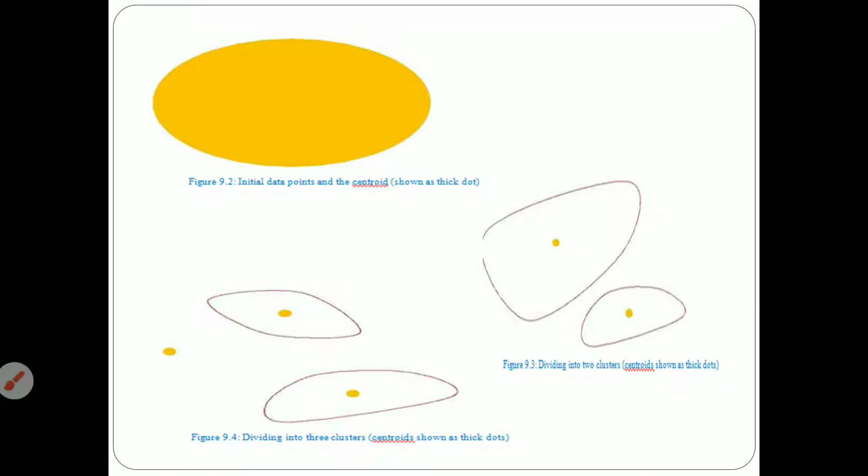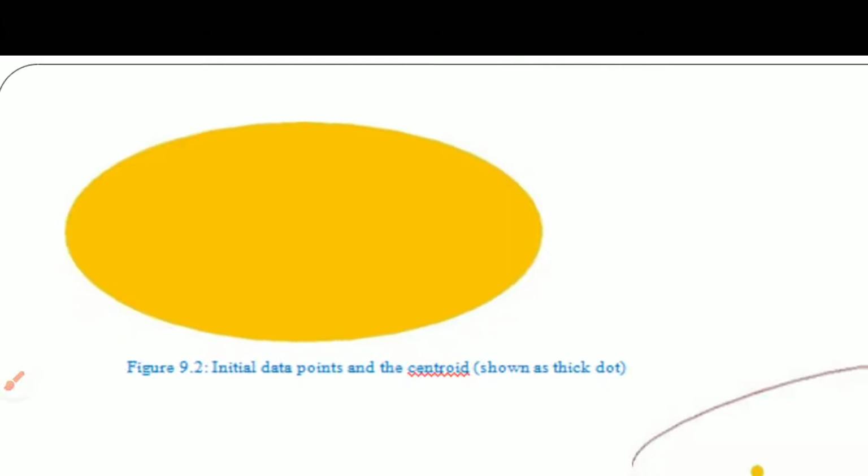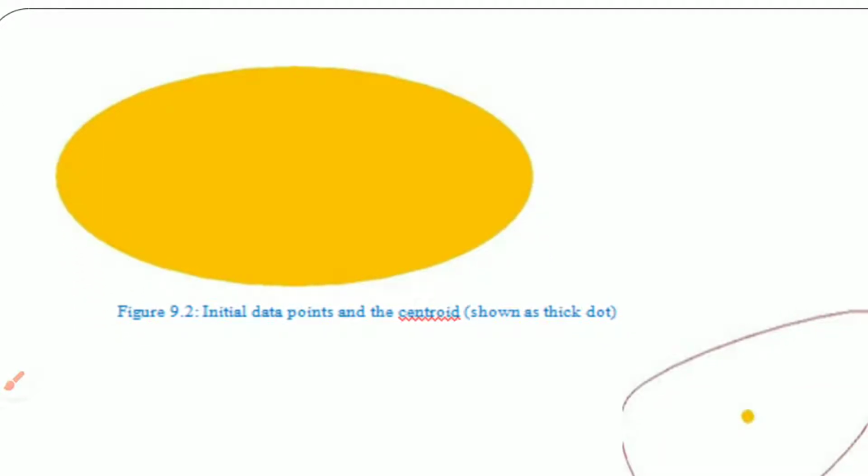The first one is the initial data point and centroid, shown by the thick dot, meaning the points are distributed randomly. One of the clusters is solid. Here this is a solid cluster, represented with a circle around some points. The thick circle represents the big distance between the points.